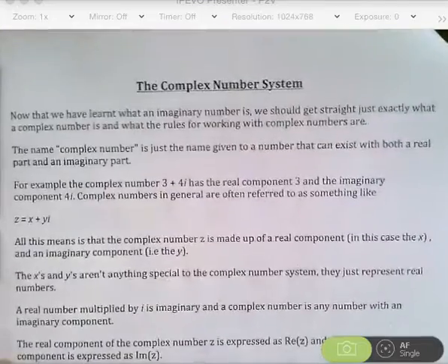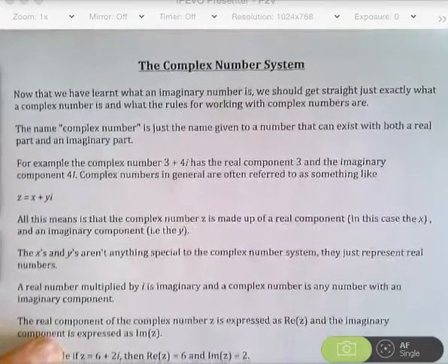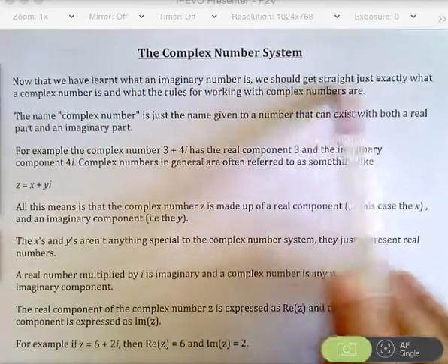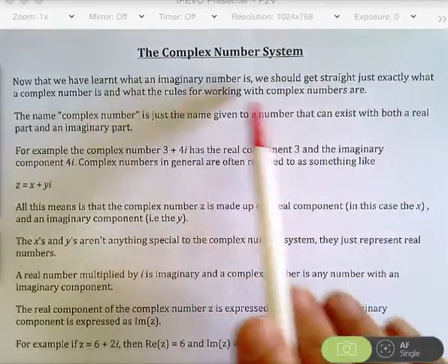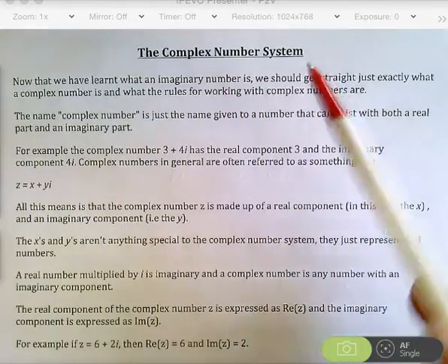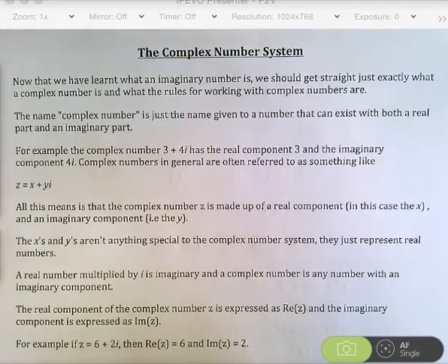Okay, second video, starting from page 4, the complex number system. Now that we've learnt what an imaginary number is, we should just get straight into what a complex number is and what the rules are for working with complex numbers. Now, you've already seen these. Basically, everything I'm going to do, you've seen in the John and Betty video. But we're just going to formalize it.